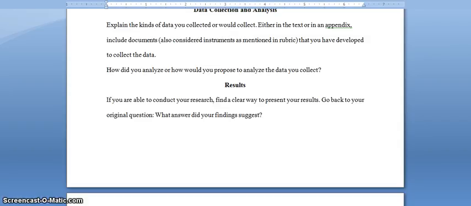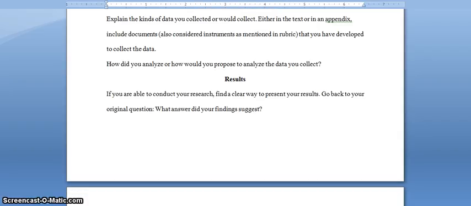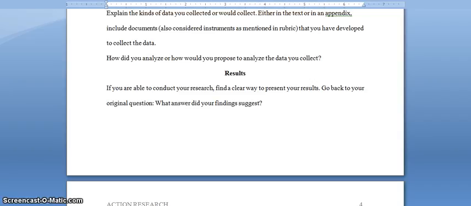Go back to your original question. What answer did your findings suggest? And what you like to do is just go over what you found, go over your results, and then relate them back to the question. If you've got one research question, restate that question and state whether your results answered it.